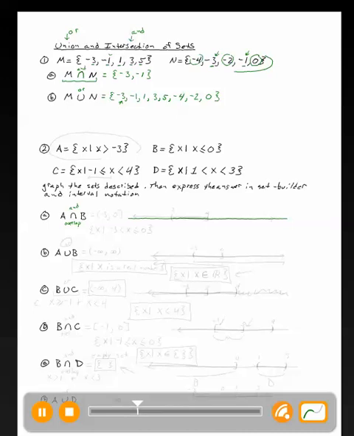So the first one I want to graph is A. That first condition for A says x such that x is greater than negative 3. So here's 0. Here's negative 3. And since x is greater than negative 3, I'm going to go to the right.